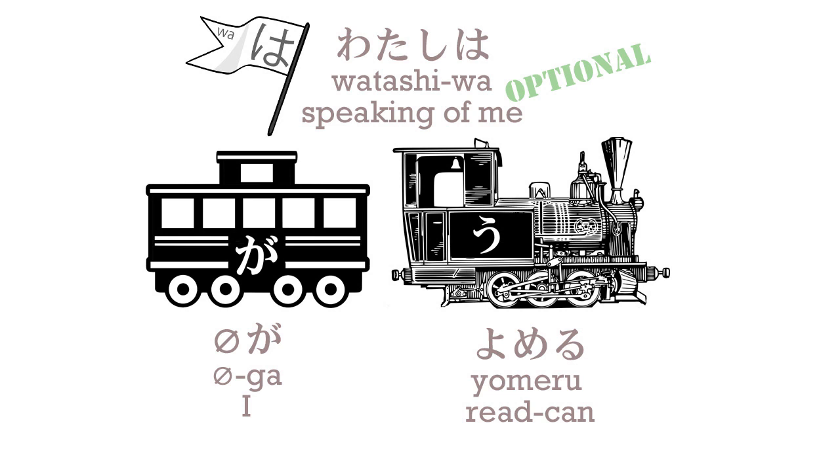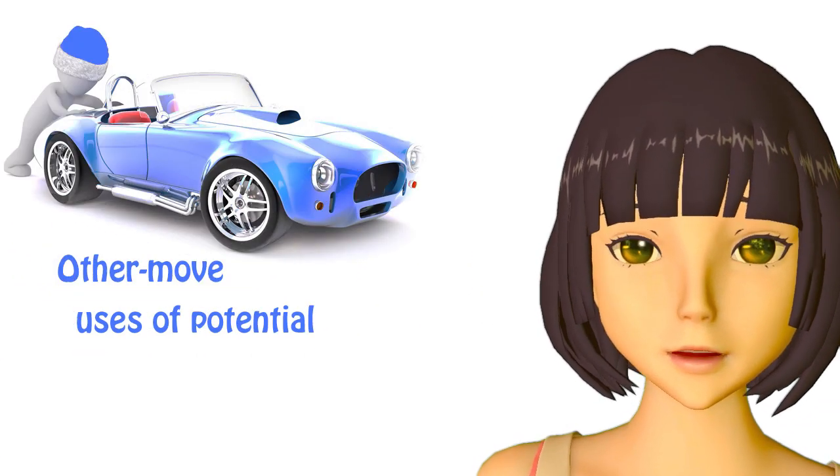And again, we have a self-move verb. In one case, we're saying, I do readable. I am able to read. In the other, we say, the book does readable. The book does being able to be read. And that's how it works.